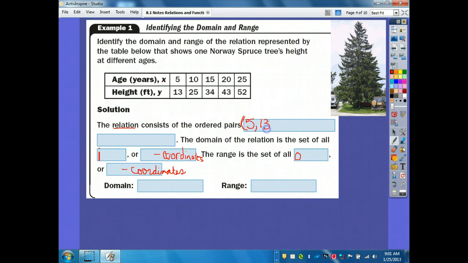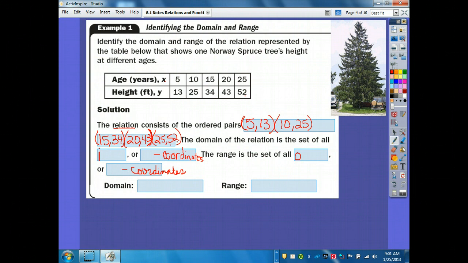5 and 13. 10, 25. 15 and 34. 20 and 43. And the last one being what? 25 and 52. Thank you. Nice job. So there's our relation.